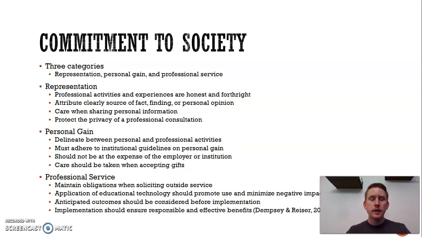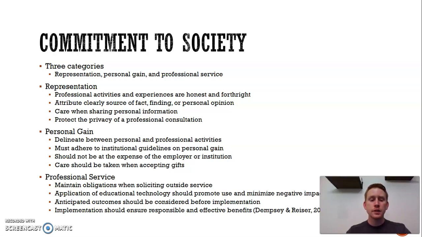Personal gain is important to be aware of. The Code of Ethics delineates between personal and professional activities. One must always adhere to the institutional guidelines on personal gain. Any personal gain should not be at the expense of the employer or the institution one works for. And care should always be taken when accepting gifts.